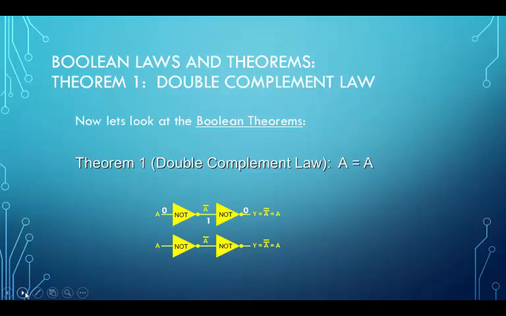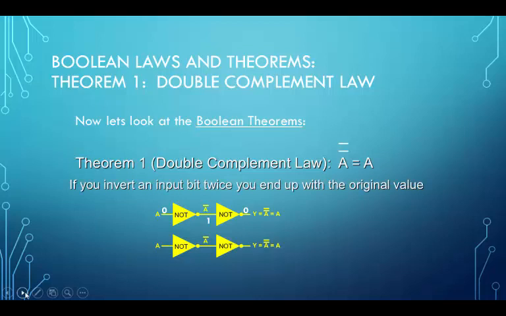Then we look at the double complement law, which tells us that if we have A inverted twice, we get our original value. If we start with a 0, it becomes a 1 and goes back to 0. If we start with a 1, it becomes a 0 and then it goes back to 1. If you invert a bit twice, you end up with the original.